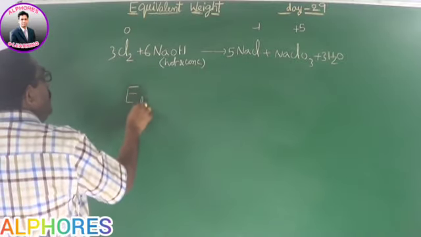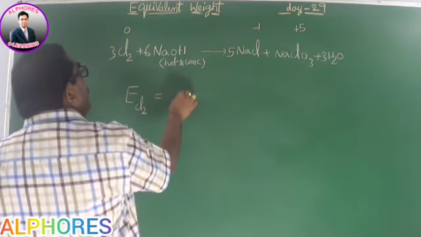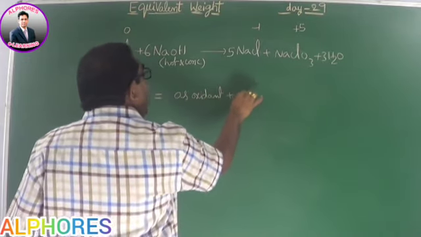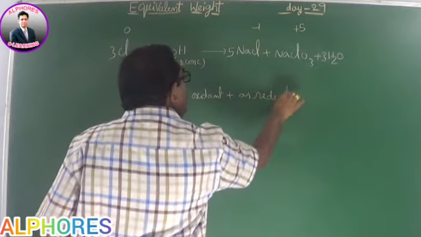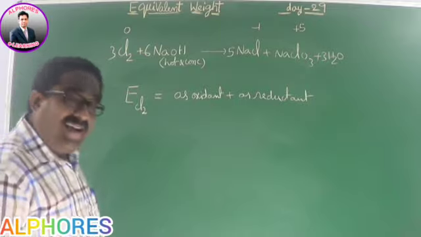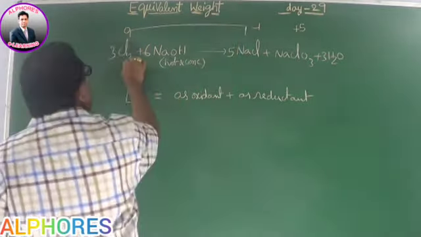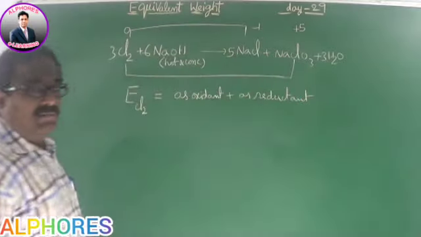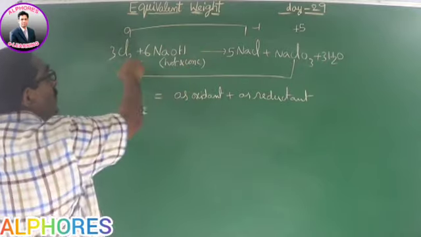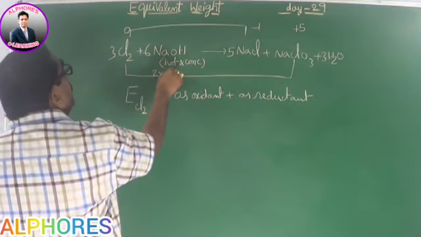Equivalent mass of chlorine is equal to the equivalent mass of chlorine as oxidant and as reductant. Both you should add, equivalent mass as oxidant plus as reductant. Let me check the change here. Here the change is chlorine 0 to 5. How many such chlorines are there? 2. So 2 into 5.